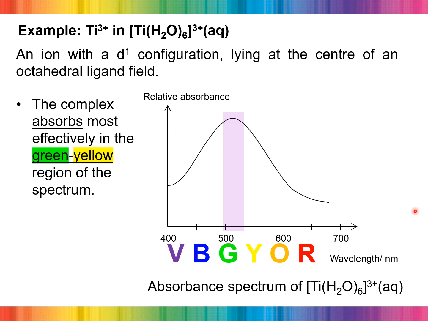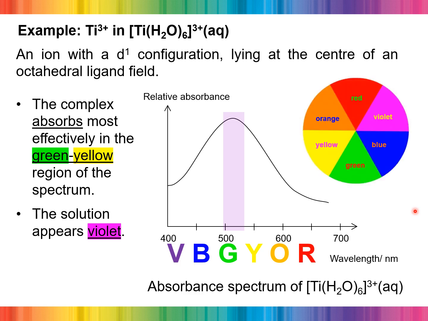So the complex absorbs most effectively in the green-yellow region, and it should appear violet because if you use the simplified color wheel here, the yellow-green zone is somewhat opposite the violet-red part. You can guesstimate over here. So this solution should appear violet according to this, which is true.